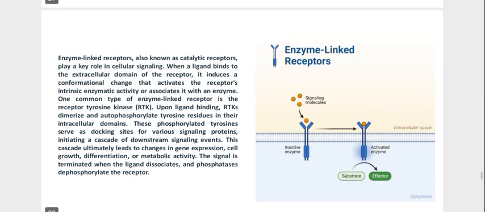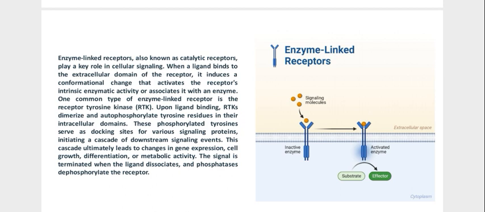Enzyme linked receptors, also known as catalytic receptors, play a key role in cellular signaling. When a ligand binds to the extracellular domain of the receptor, it induces a conformational change that activates the receptor's intrinsic enzymatic activity or an associated enzyme. A common type of enzyme linked receptor is the receptor tyrosine kinase, or RTK for short.